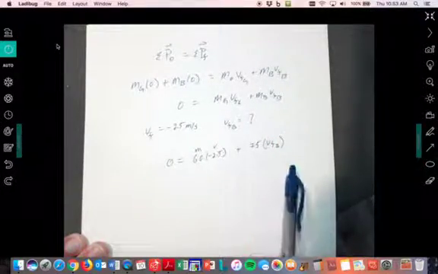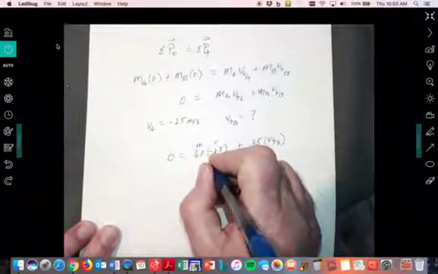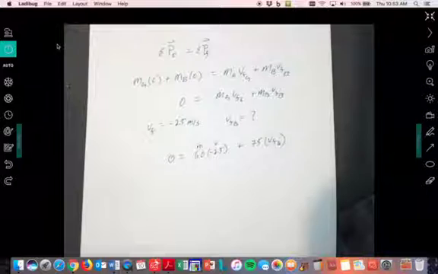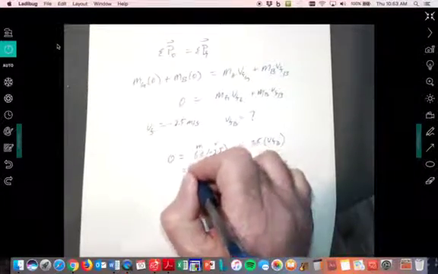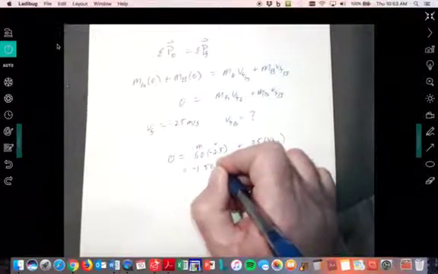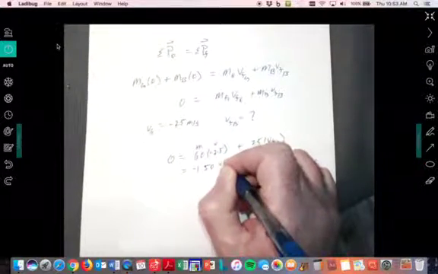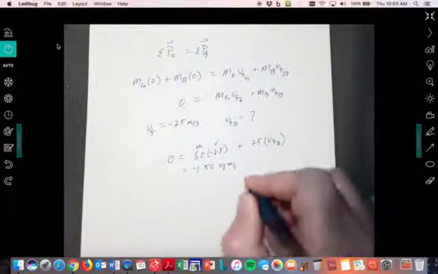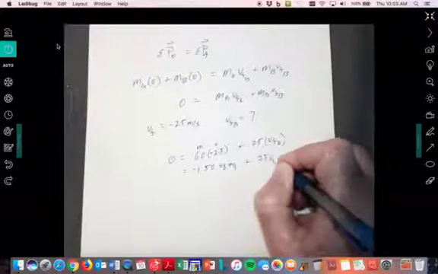Well, we've got a bunch of numbers and only one unknown. I think we can do this. So let's just add this to the other side. I take 60 times negative 2.5, and I get negative 150. Ooh, this is going to work out nice. Negative 150 kilograms meters per second, it's actually Newton seconds, plus 75 times VFB.